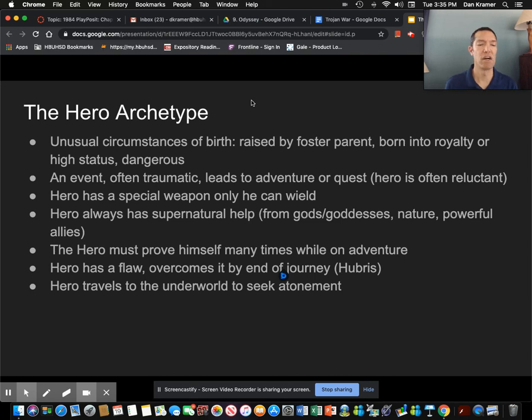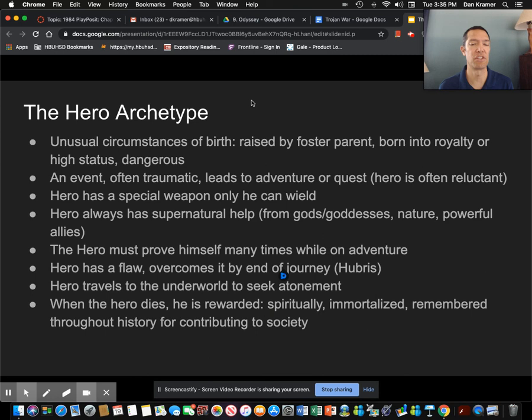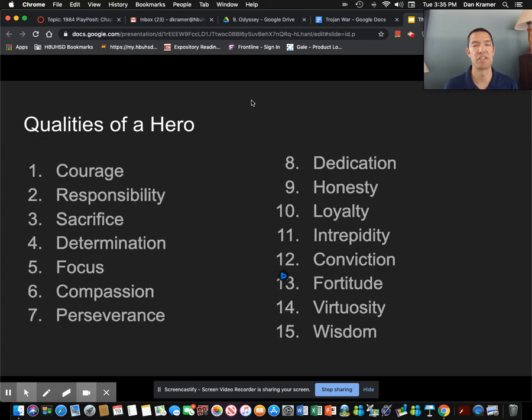Hero travels to the underworld to seek atonement. Sometimes literal, sometimes just like the worst possible place you could ever imagine having to go. When the hero dies, he or she is rewarded, spiritually immortalized, remembered throughout history for contributing to society. So there you go. Your basic hero, right? This is pretty much mostly the courage and sacrifice, determination, that kind of stuff. But there's a few nice ones in there too.